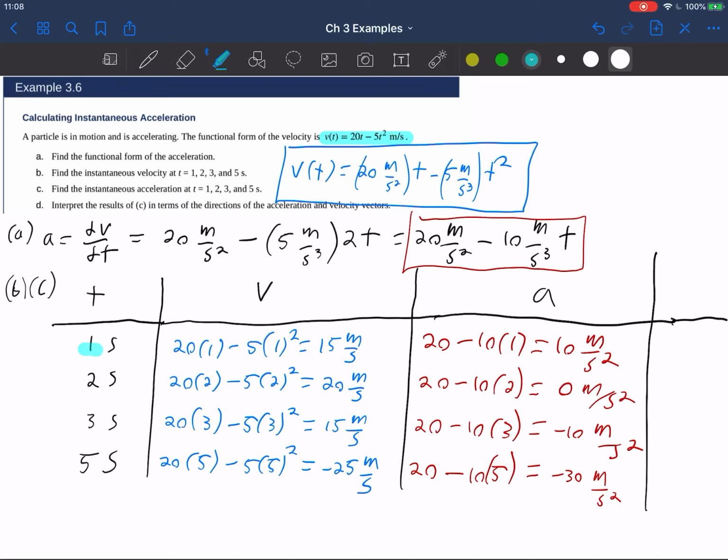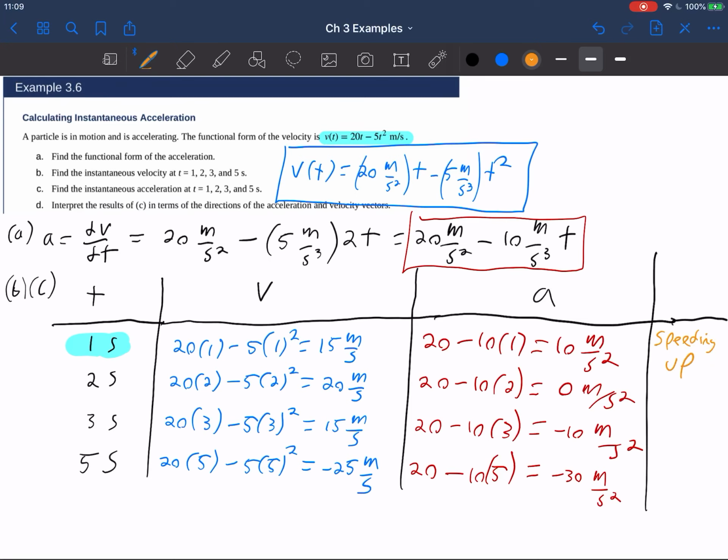at this moment in time, we have positive velocity and positive acceleration. So our acceleration vector is in the plus x direction, and our velocity vector is also in the plus x direction. So our change in velocity is in the plus x direction. So we're getting faster, right? We're definitely speeding up. So in this moment, we're speeding up.